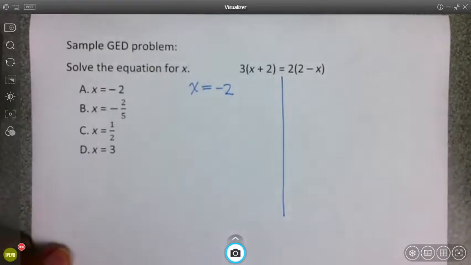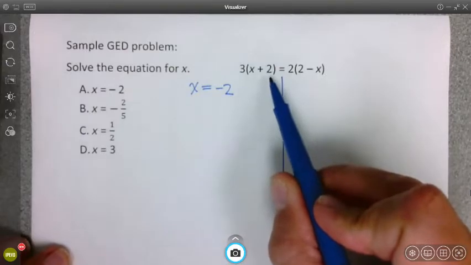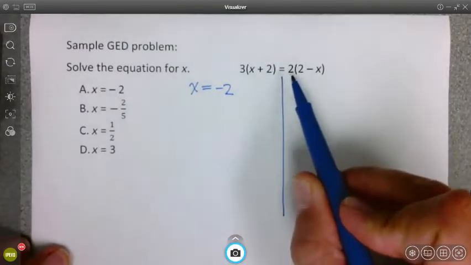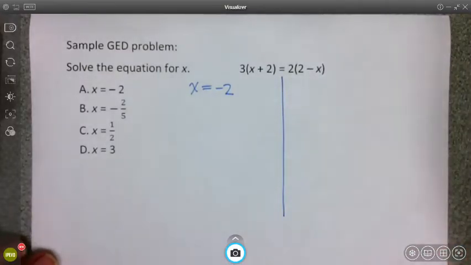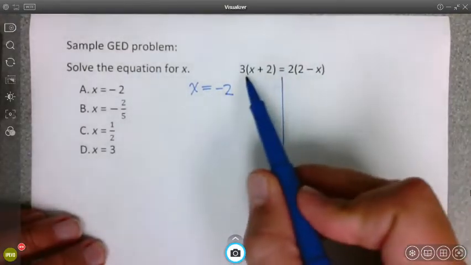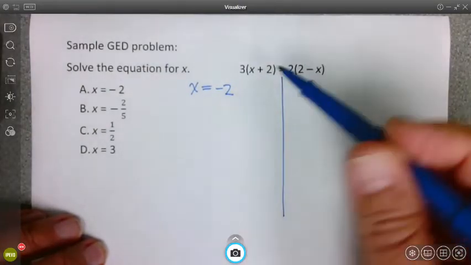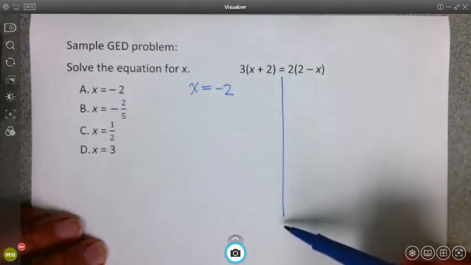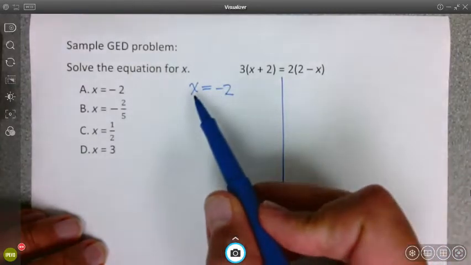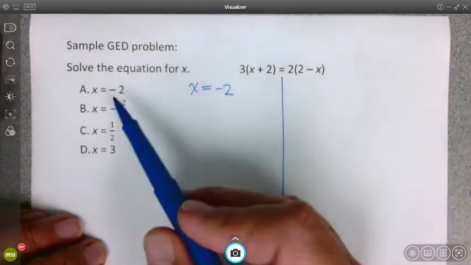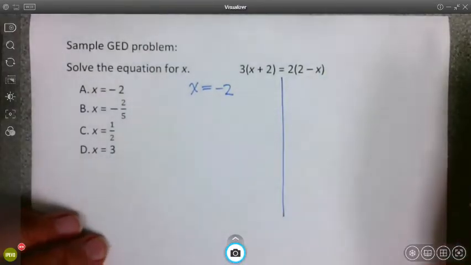We want to solve the equation for x, where the equation is given as 3 times parentheses x plus 2, and we are saying that that's going to equal 2 times parentheses 2 minus x close parentheses, where we're looking for the value of x that will make the left-hand side equal to the right-hand side. You'll notice I've drawn a vertical line to split the equation in two pieces, a left-hand side and a right-hand side. And I've picked as my initial value x equal -2, which is one of the 4 choices we are given for the possible values of x.